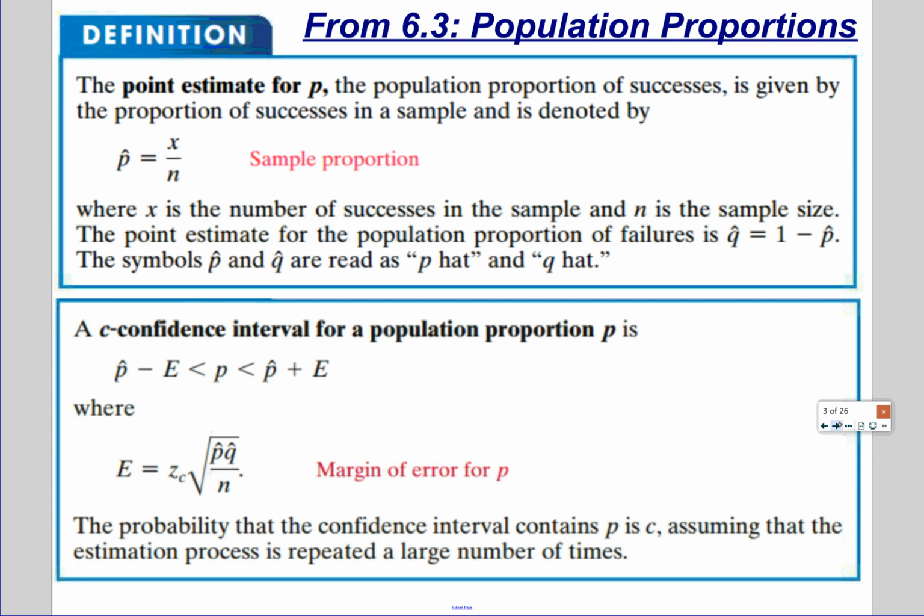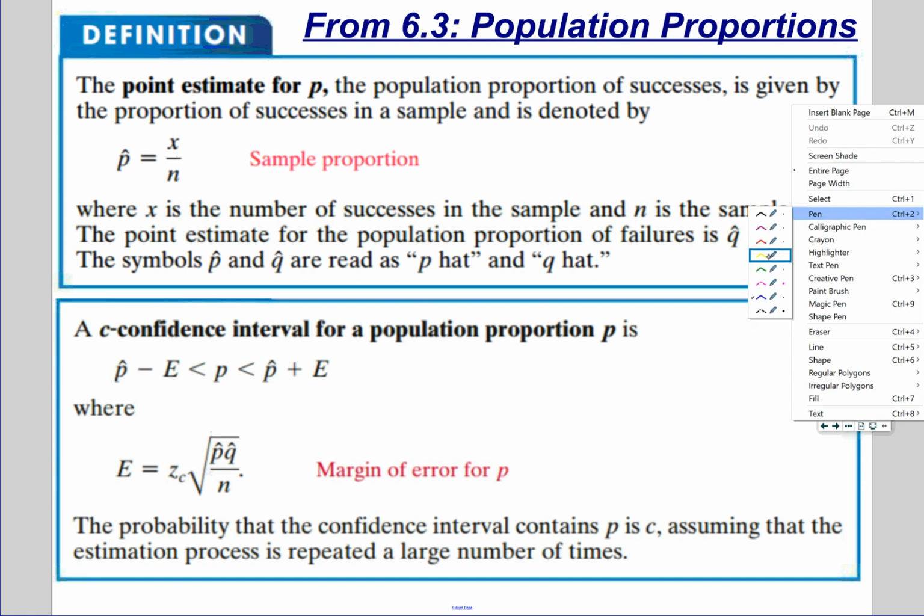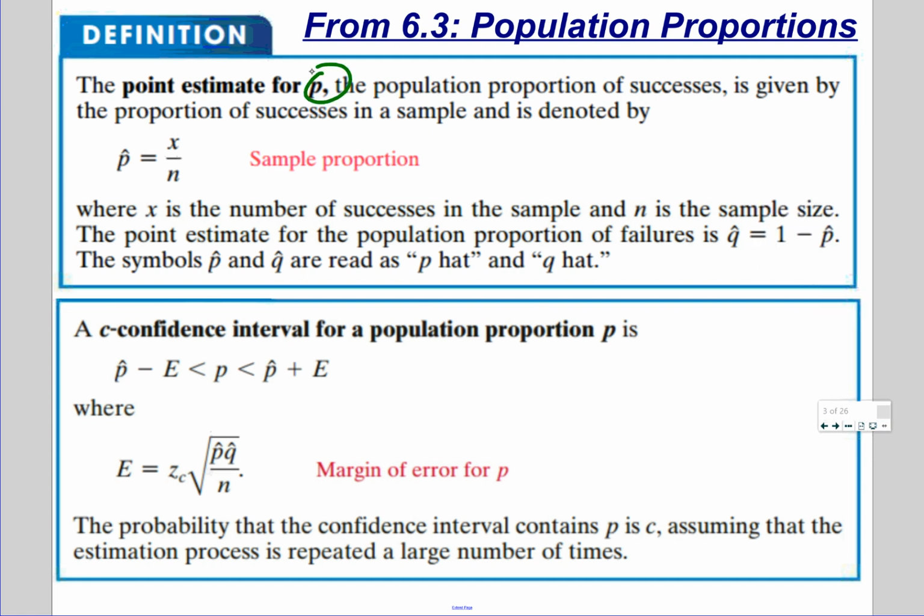So we did not do section 6.3. That's not part of our syllabus, but it is going to pop up a little bit just as far as the label goes, so you need to be aware of it. So P is a population proportion, and so it's essentially a percentage. So P might say 63% of the population likes math, okay? And that might be our data statistic that we have.